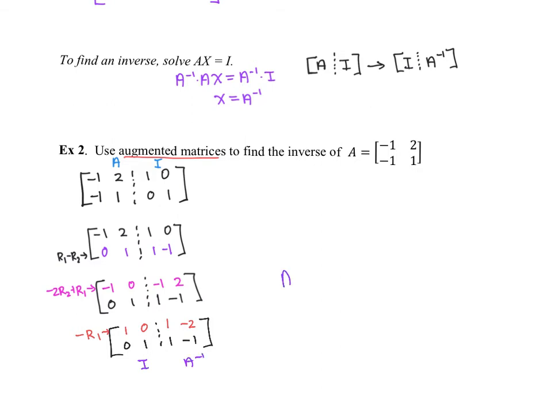So make sure you write the actual answer. So the inverse of A is 1, negative 2, 1, negative 1. And because I was using the same problem as above, this is consistent with the answer we checked from before.